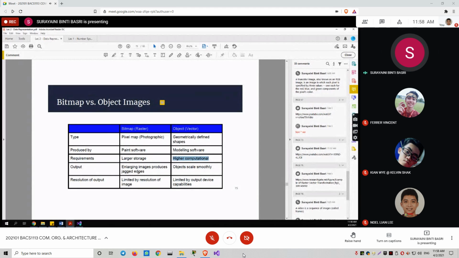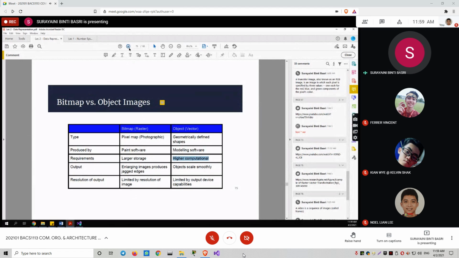As for the output, when you enlarge the image, the bitmap will produce jagged edges. You will see the square pixels, as each pixel is a square, so when you zoom you can see them. But for the object, you will not see it, because the object scales smoothly. For the resolution of the output, the bitmap is limited by the resolution of the image, and the object is limited by the output device capability.